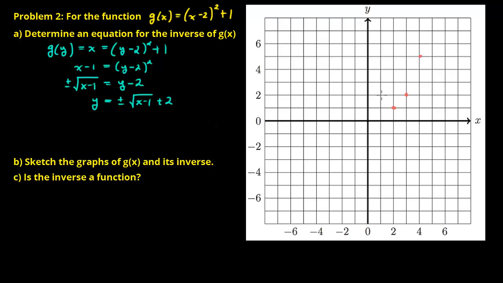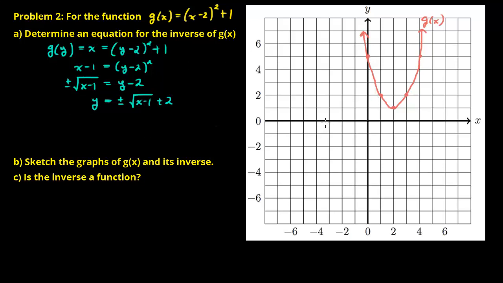So next I can reflect these points about the axis of symmetry and draw a smooth curve through all of these points. And that is the graph of our function g of x. Next I'll graph the inverse relation.